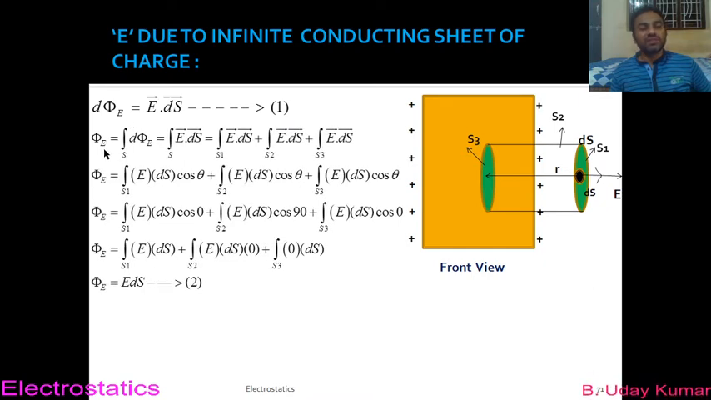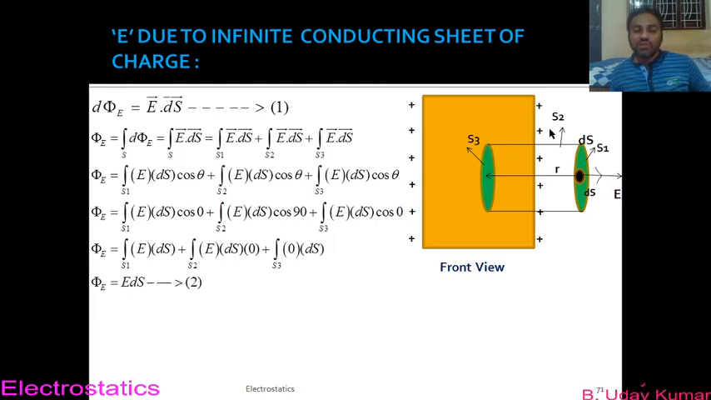If you integrate this equation, I can write phi is equal to integral d phi, which is integral E dot ds, and this integral E dot ds is the total electric flux that is coming out of this cylinder, right? To find the total electric flux coming out of this cylinder, we are dividing the entire flux into 3 parts.